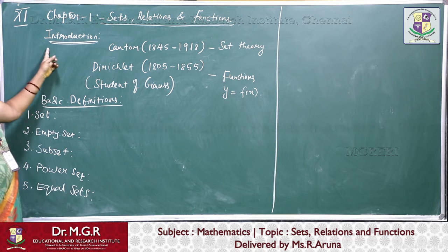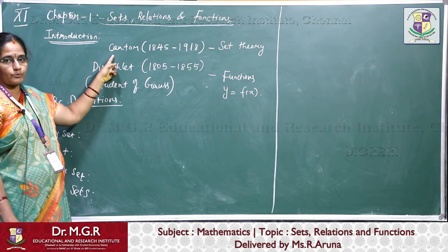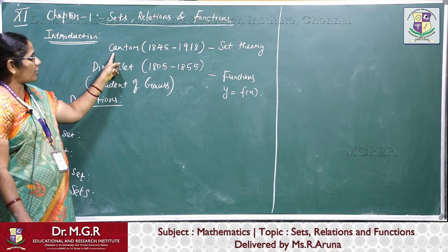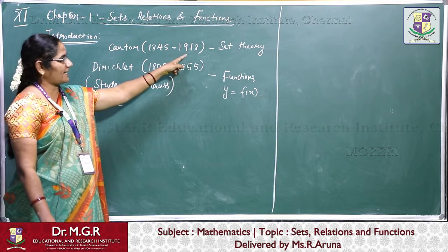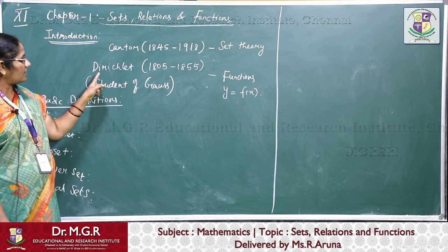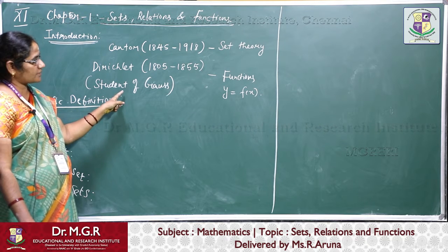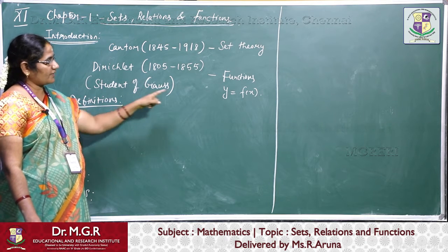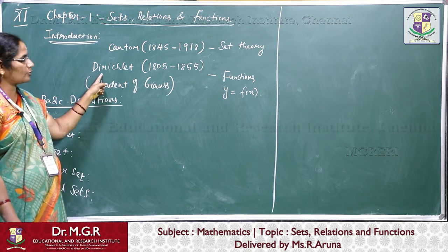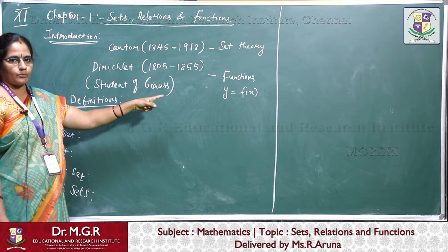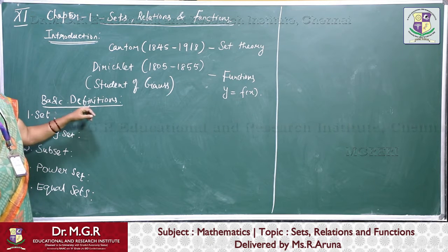Now we have the introductory part here. The mathematician who introduced set theory was Cantor. His era is 1845 to 1918. Next, Dirichlet, a student of Gauss, introduced the function we often use, called y equal to f of x. He is the mathematician who introduced y equal to f of x. Next, we directly get into the basic definitions.